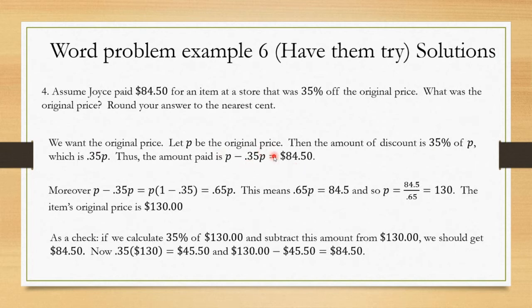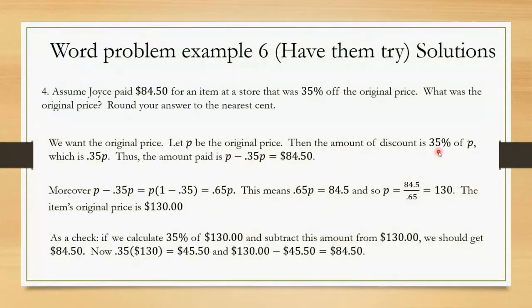Okay, so let me say it again. The original price, right, was P, okay? And we're told that they took 35% off the original price. So the new price, the price which is actually the price she paid, is the original price, P, minus 0.35 times P.